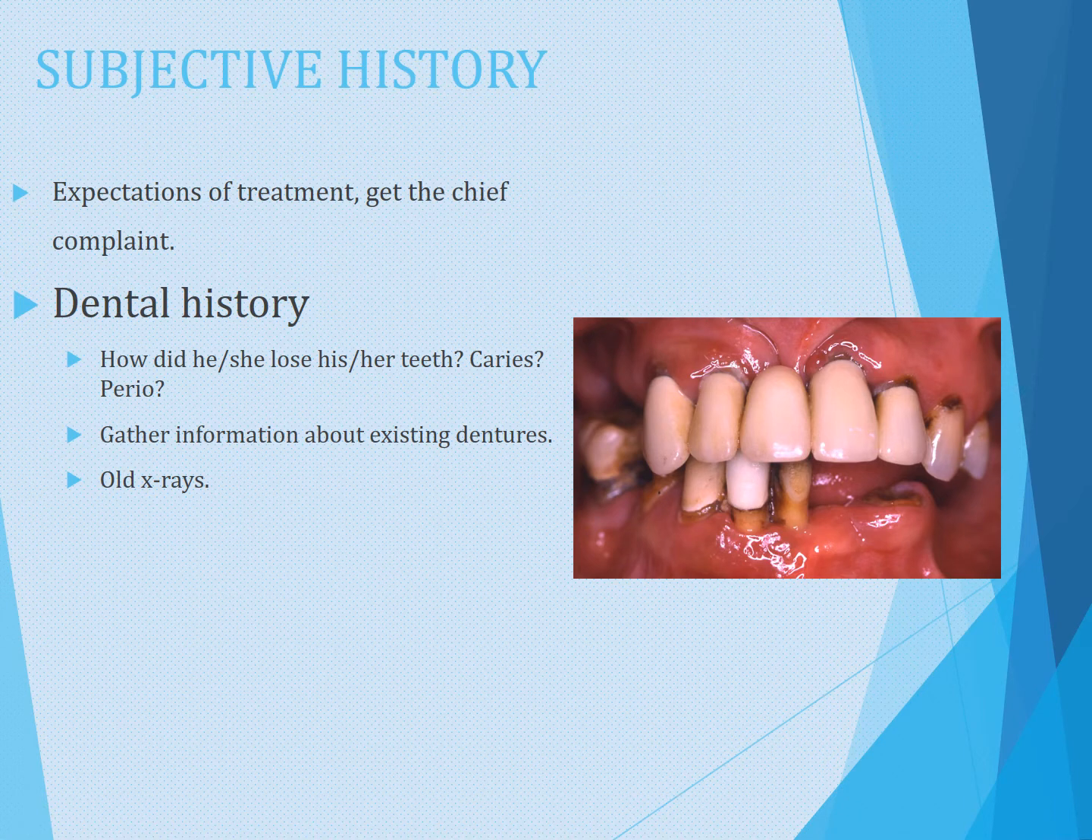Coming to the subjective history, expectations of treatment. So get the chief complaint correct. Okay, so the dental history, you have to know exactly how he lost the teeth, when he lost the teeth, and how long it has been, because it will tell us about many things. Okay, gather information about the existing denture if they are RPD wearers, in this case as we are talking about partially edentulous patients, and if they have old x-rays, they can show it to you.